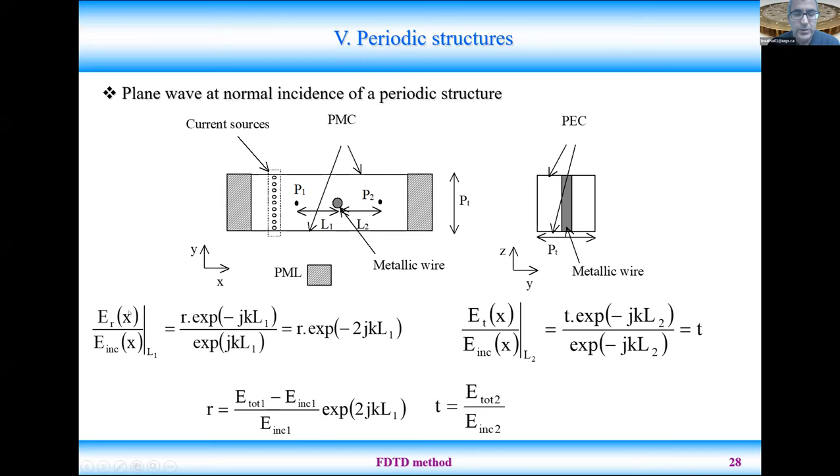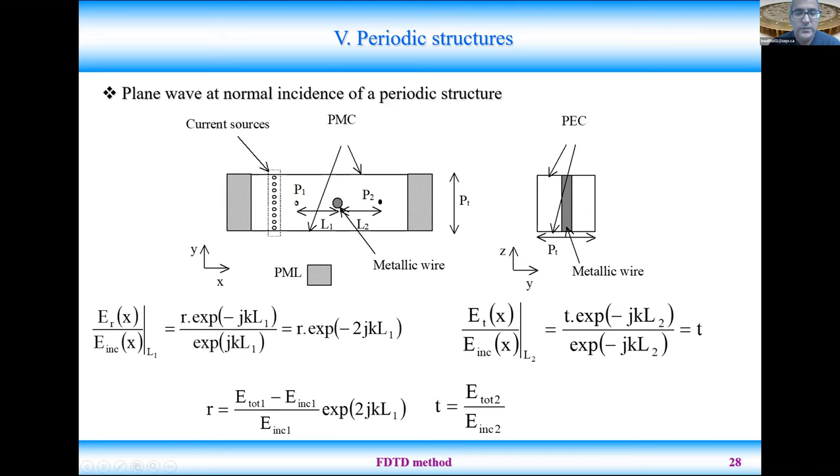So how can we get the transmitted field and the reflected field for this problem? So we consider two points, the point P1 and point P2, they are at distance L1 and L2. If we calculate the reflected field, so electric field over the incident field at position L1, it will be R exponential minus jk L1, because the reflected field goes in this direction. And for the incident field, we have exponential plus jk L1, because the incident field goes in this direction. So in the end, we have R exponential minus 2jk L1.